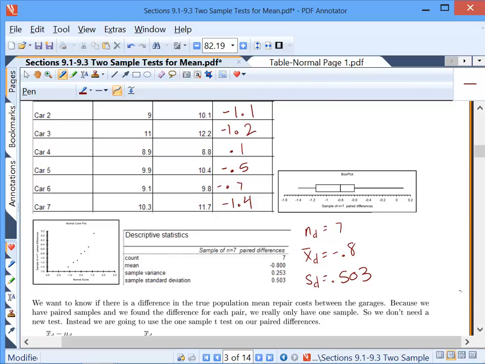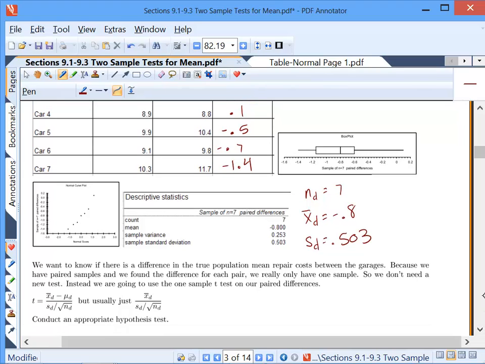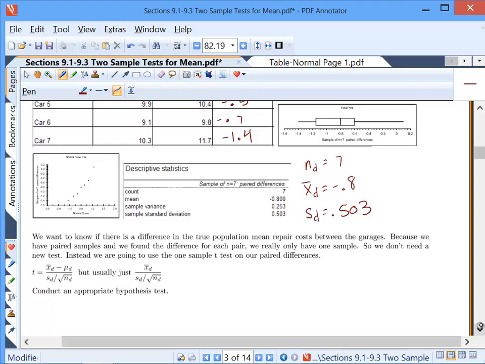Okay, so in this situation, would you want to do a 1 sample z-test or a 1 sample t-test? T-test, because we know s instead of sigma. So really we're just going to use a 1 sample t-test, so it would just be x bar minus my hypothesized mean of the differences over the standard deviation over the square root of the sample size. But I wrote here, usually it's just going to be this formula.